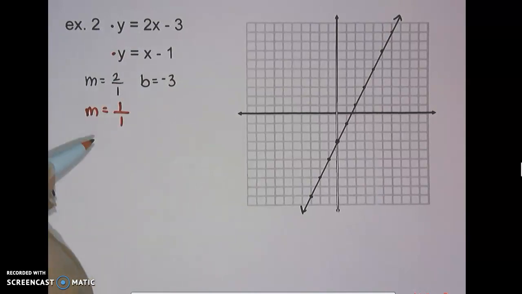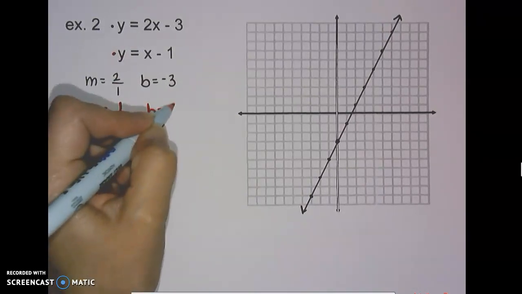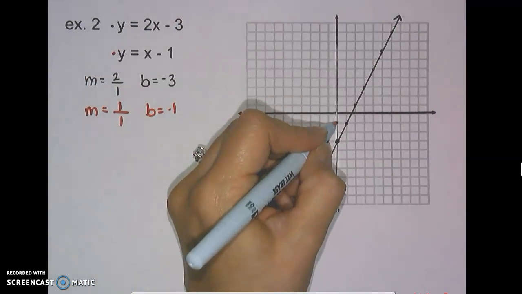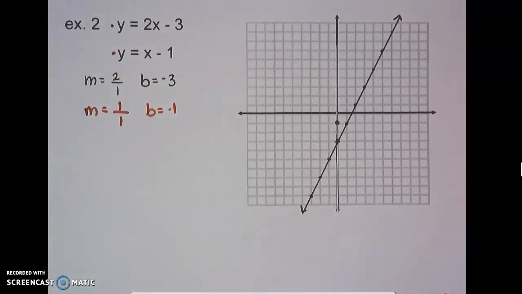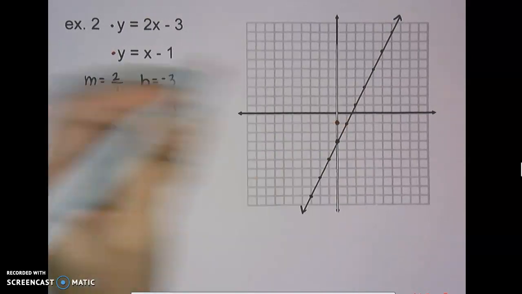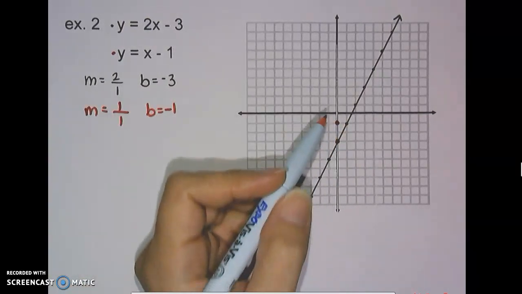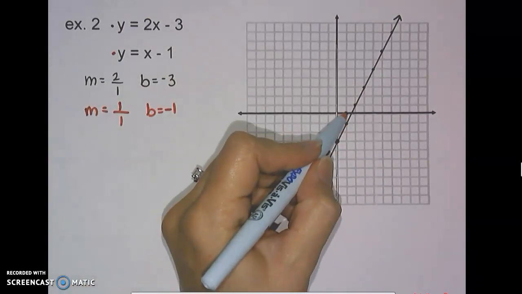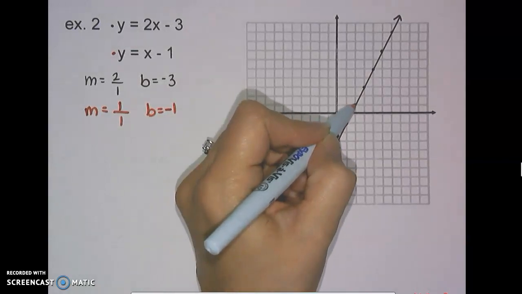So we're going to put that over 1 as well. And our b is a negative 1. So we're going to begin with b, begin with that negative 1. And then we're going to follow our slope. Let's make that a little bit clearer. Okay, so we're going to go up 1, right 1. I am getting closer to this.